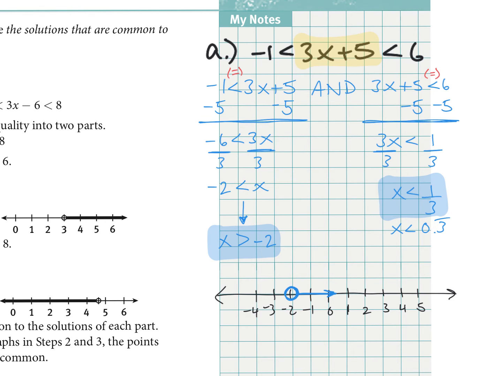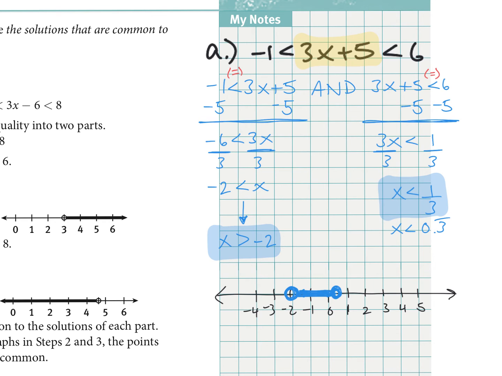And wait a minute, I can't have a closed circle. I need to have an open circle, right? And I'm shading all the values to the left. So we're looking at all the values in between here. That's kind of where our overlap is. And I apologize, my circles are a little bit different in shape. They should both be open circles though. So that's the area that we are looking at here.